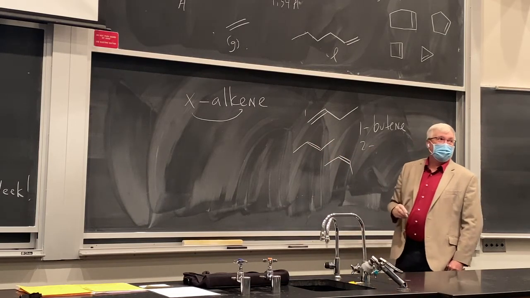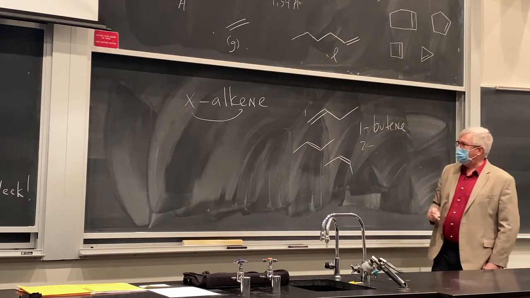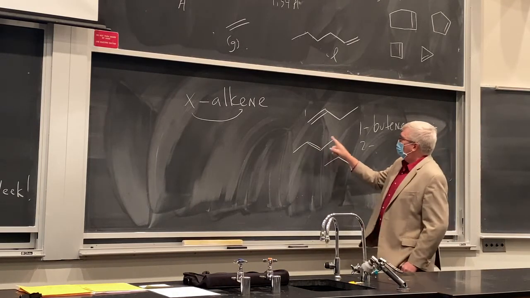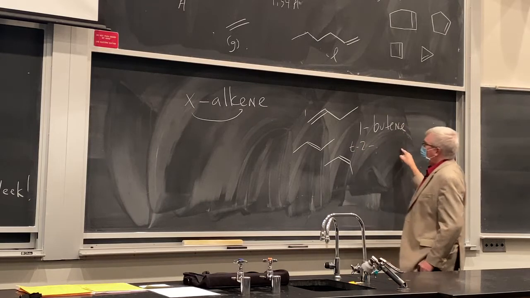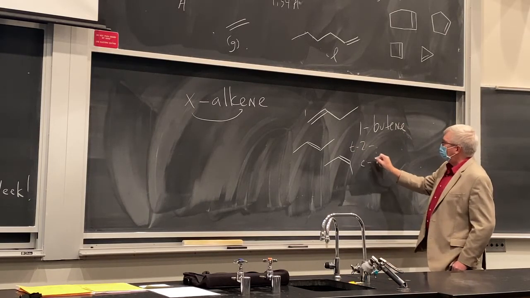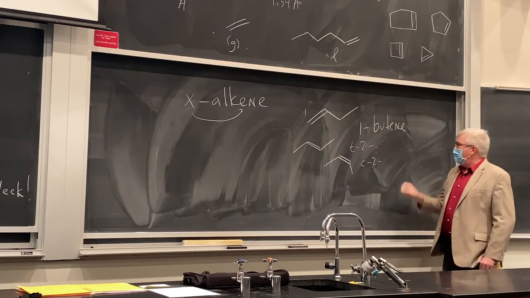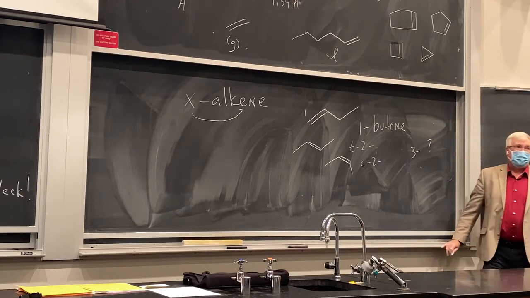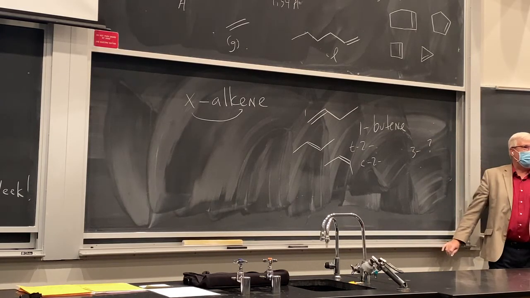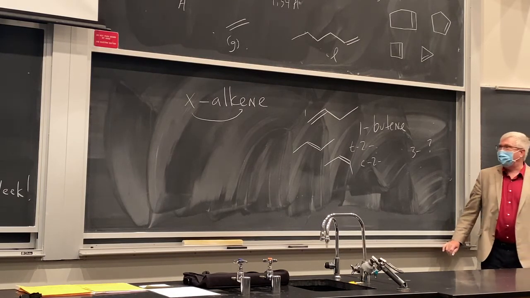So now we have to keep track of geometric isomers, cis and trans. And notice the bigger groups are across from each other. So that would be trans-2-butene, and this one would be cis-2-butene. Is there a 3-butene? No, that's a nonsense name. Why? Again, the rule is give the lowest possible numbering.